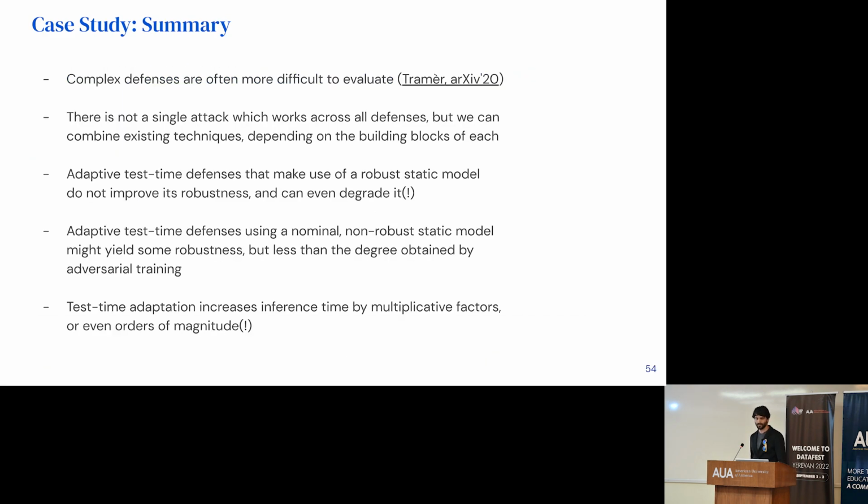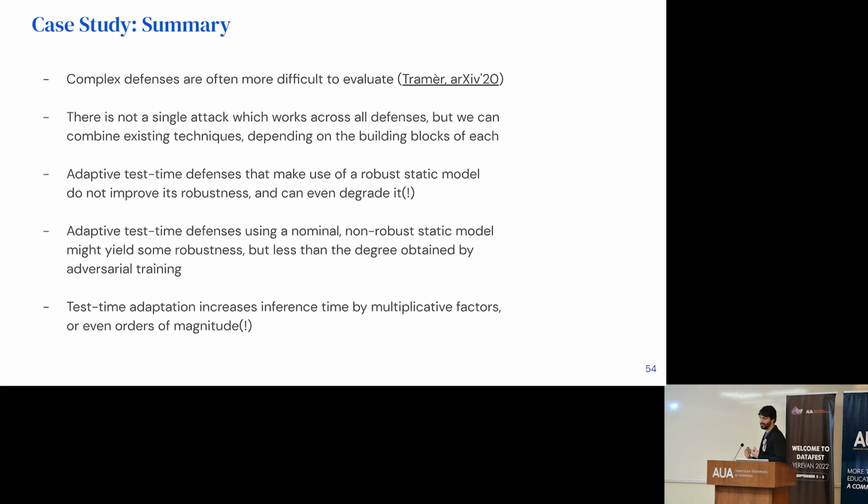So, to summarize, these are more complex defenses. They're more complicated to evaluate. It's not that the prior papers were wrong. They used the tools they had, just more effort and attention were needed. There isn't a single attack that works against all these adaptation methods, but there are a few combinations of techniques that let us do this. We don't need totally new attacks. We can just recombine what we have.